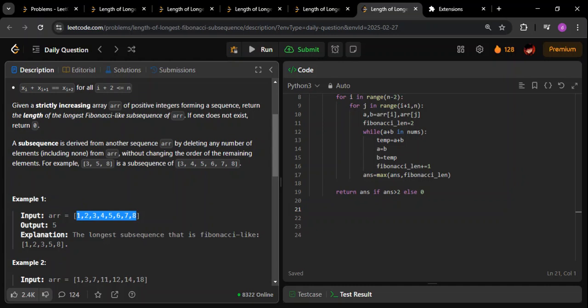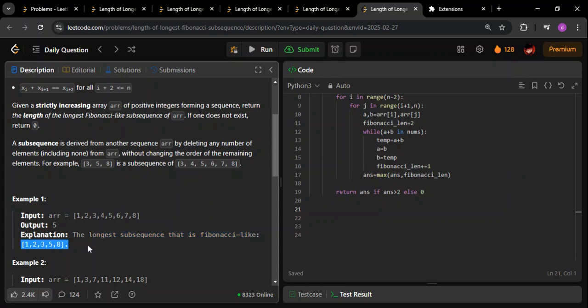You can start from any pair, and then you have to return the length of the longest possible Fibonacci series. Remember, they are saying the Fibonacci series in terms of subsequence. They are saying the longest subsequence that is a Fibonacci-like series, and you have to return the length for that. So in this case, if you see, it's like a subsequence.